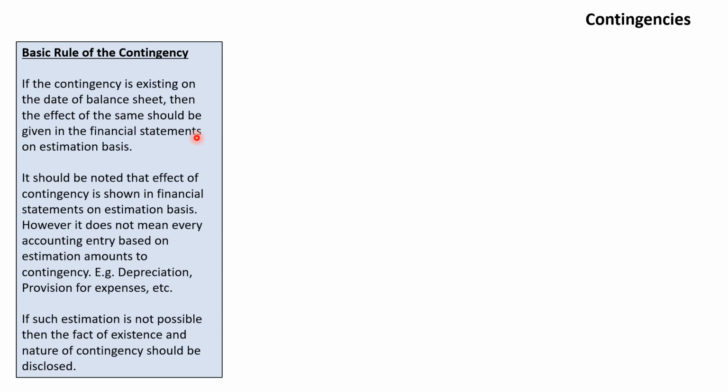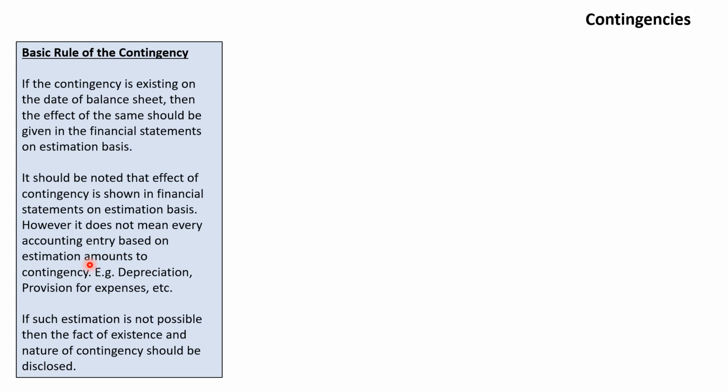So how do we give the effect? Effect is given on estimation basis. However, it does not mean every accounting entry which is based on estimation will automatically amount to contingency. Contingency recording happens on the basis of estimation, but it does not mean every recording which happens on the basis of estimation automatically becomes contingency. For example, depreciation. Amount of depreciation either on SLM or on RBM is basically an estimation basis. Or you create provision for expenses, provision for electricity bill, or maybe provision for salary for the last month. Then all these different provisions are basically estimations.